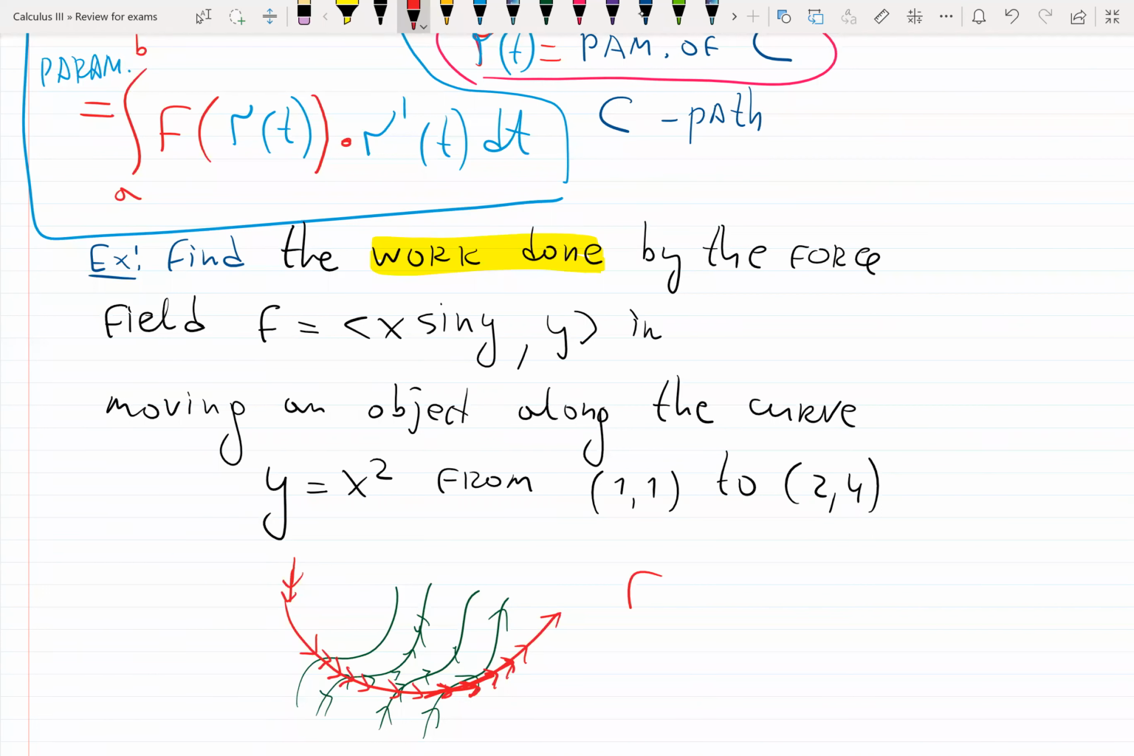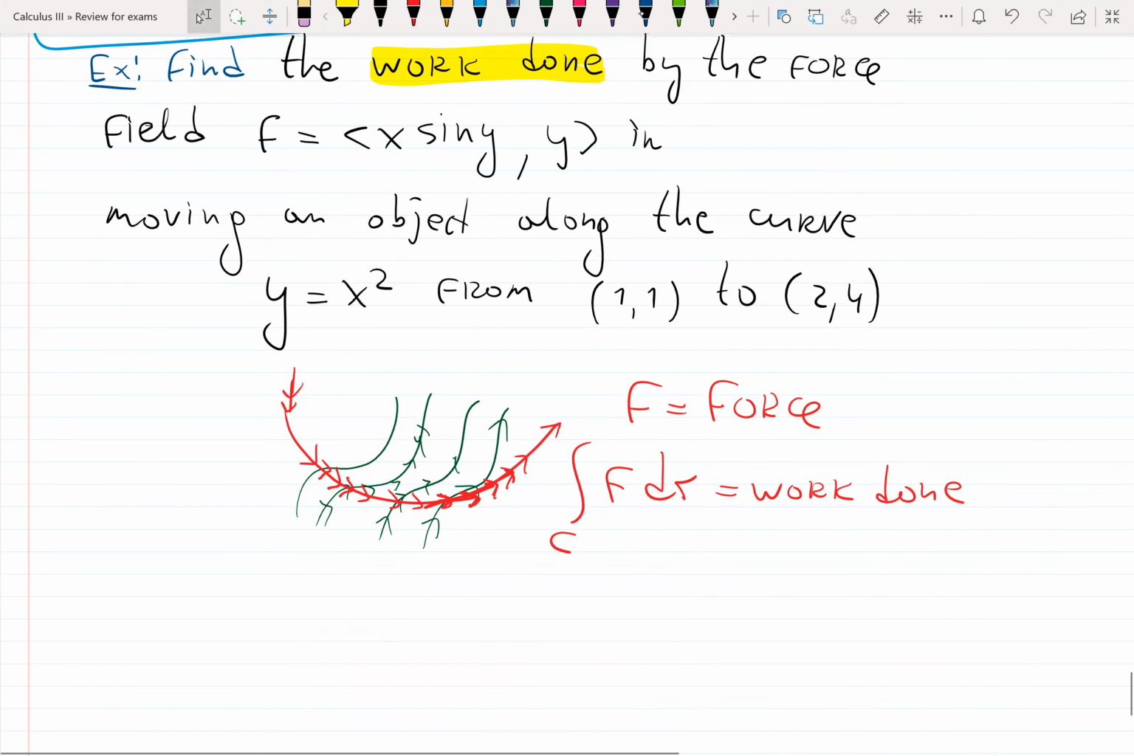So F is your force. The integral of F dr exactly gives you the work done. That's one of the applications of line integrals. The work done of what? Of the wind F, and wind is just an example. You can imagine gravitational forces in space and so on, on C.